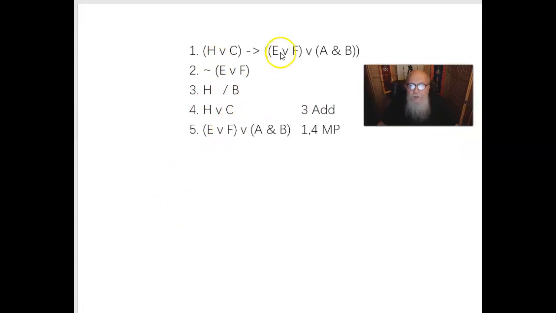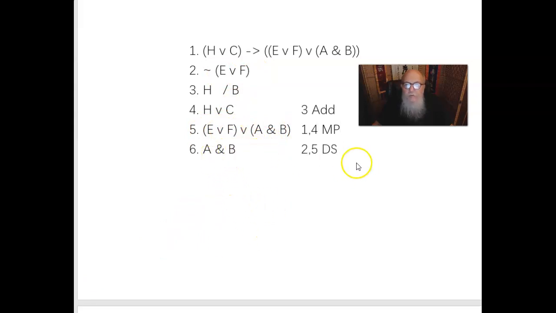And that gives me this, the Q, E or F or A and B. Now if I wanted to break this compound up, I have to focus on a rule that allows me to separate things out with the V. And that makes me think of disjunctive syllogism. Notice here I have a not E or F and there's an E or F. So that's like a not P or Q, so I can get Q.